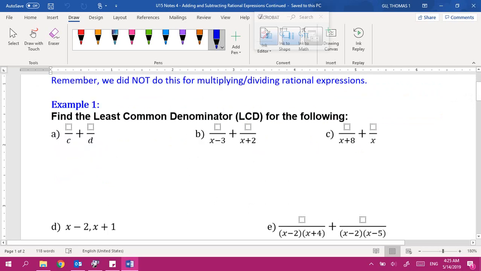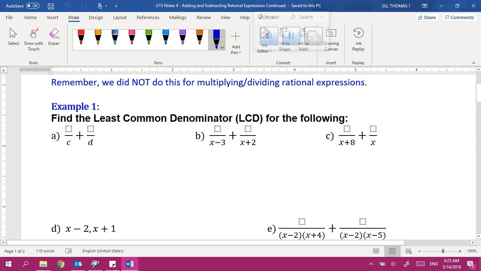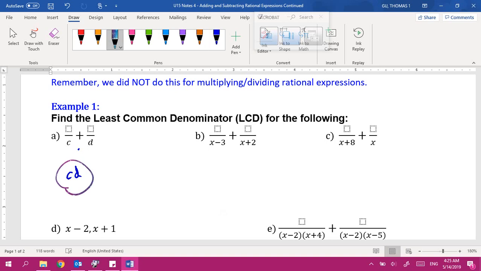So example 1, all we're doing is finding the least common denominator. So you see on A, we've got two different variables, right? What do we do when you have two different variables? You just multiply them by each other. So if I multiply C and D together, what do I get? I get CD. The least common multiple is going to be CD. How would I get D to become CD? I just multiply by C over C. How do I get C to become CD? I multiply by D over D. Yeah, that's going to give me CD. You see? Okay.